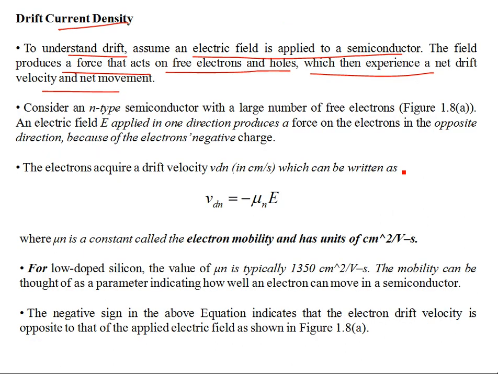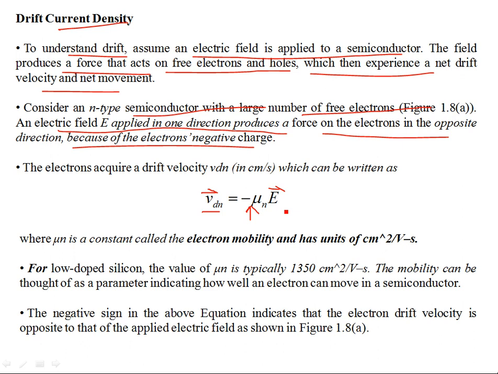Okay. Now, if you consider an N-type semiconductor with a large number of free electrons, you see whenever an E field is applied, they're going to experience a force, right? So when the E field is applied in one direction, it produces a force on the electrons in the opposite direction, and because of the electron's negative charge, you have the drift velocity which is opposing. So the direction of this drift velocity is negative with respect to the E field, okay, because of the negative charge of the electron. The electron is going to experience force towards the positive plate, okay, and this drift velocity is a very strong function of the applied electric field.